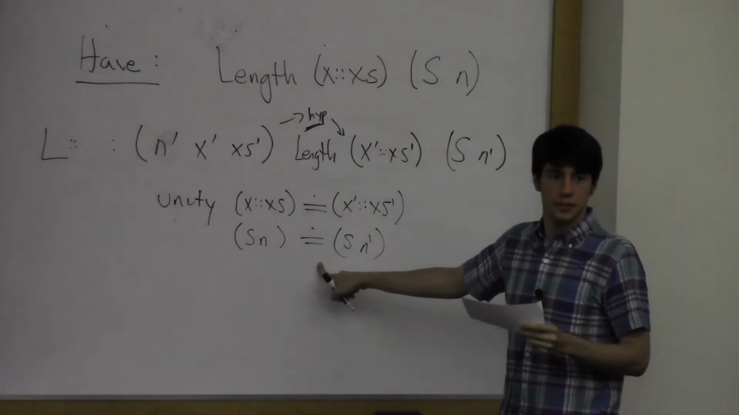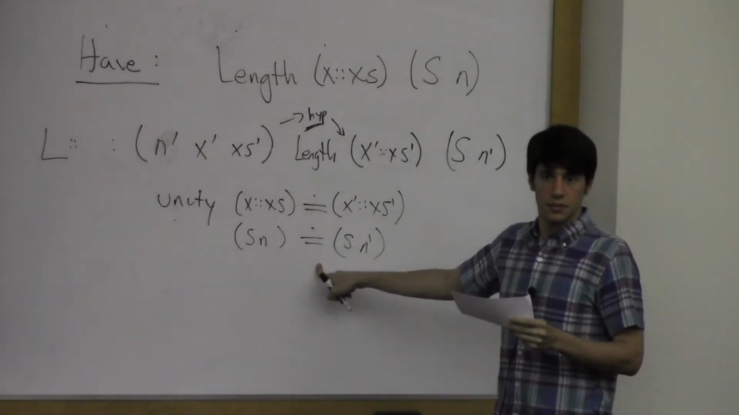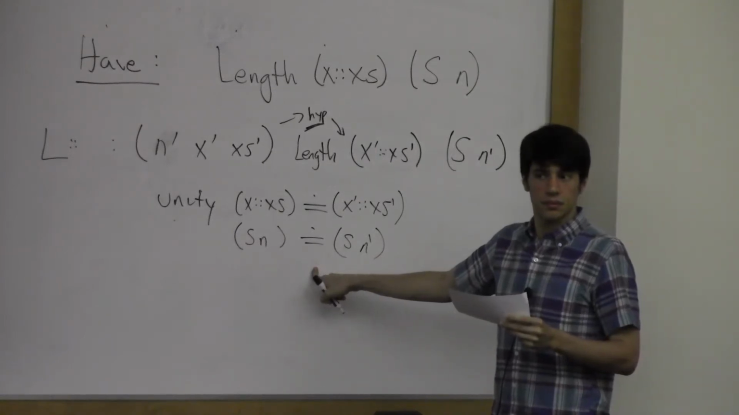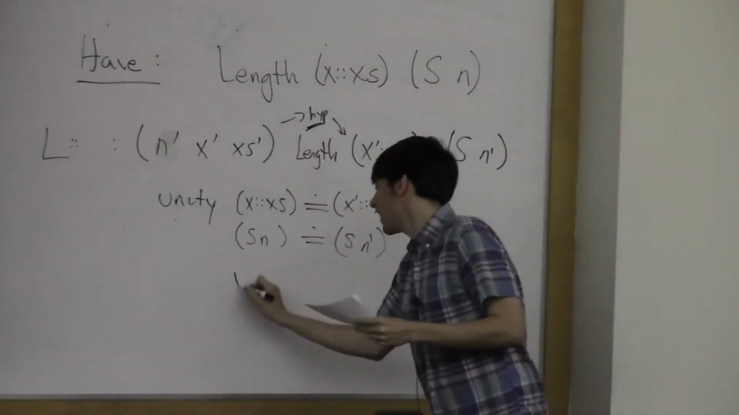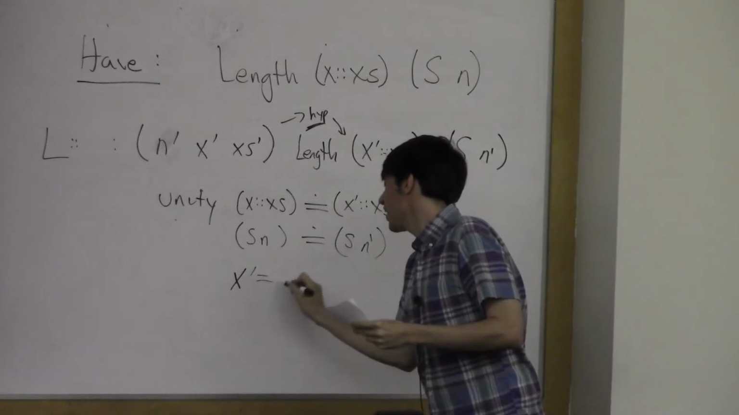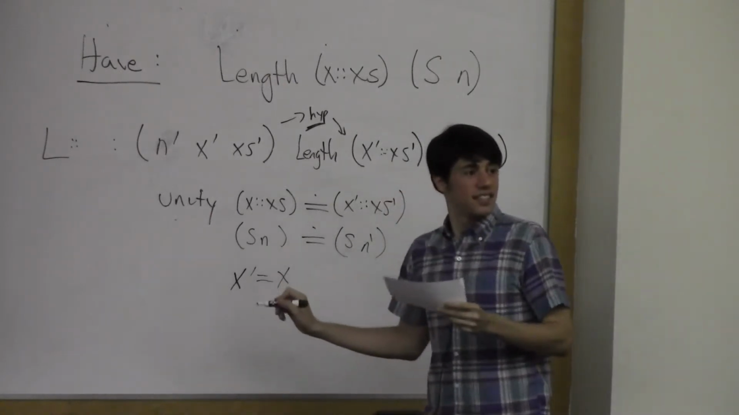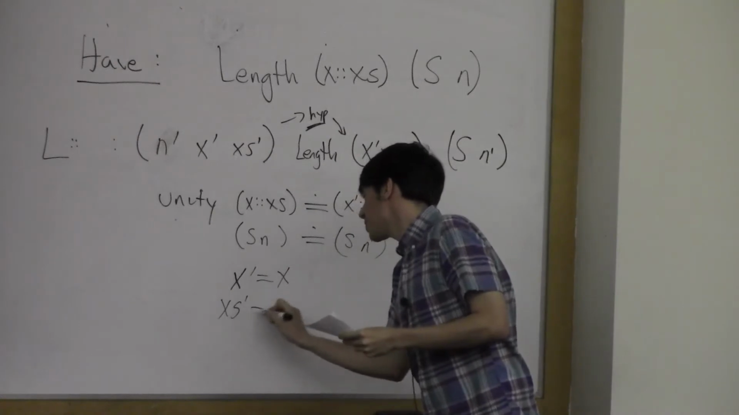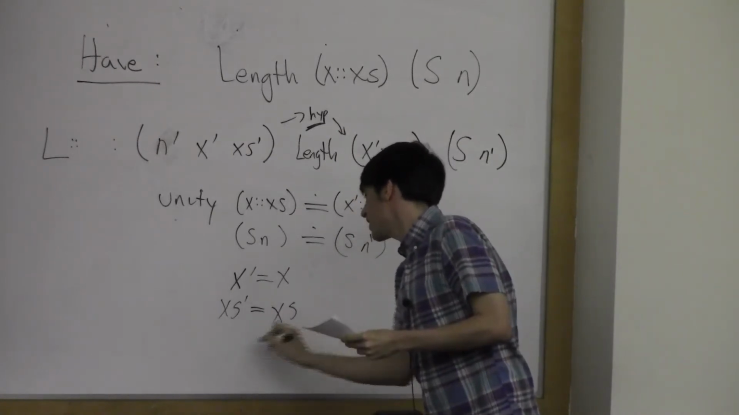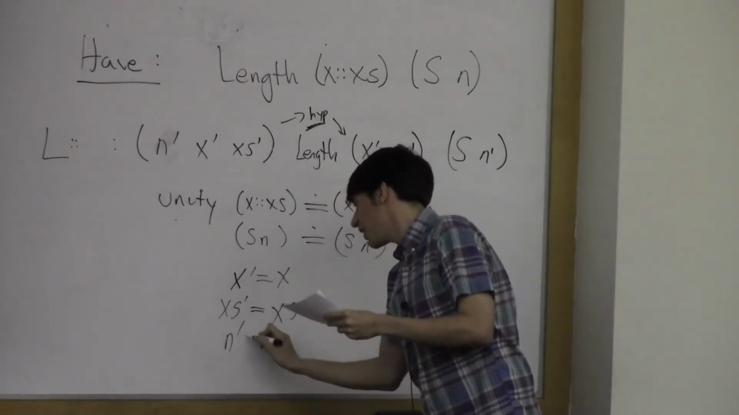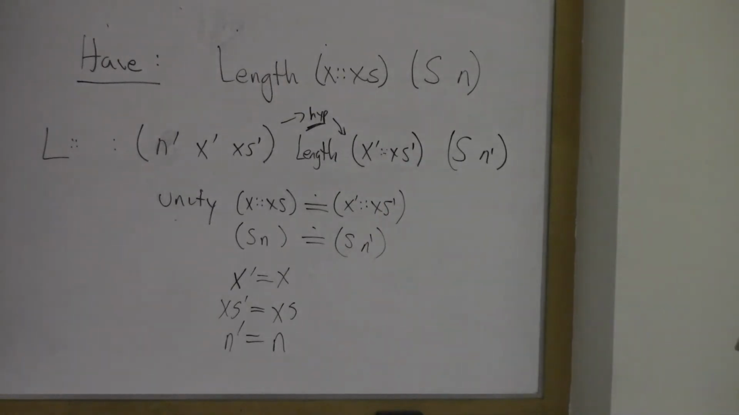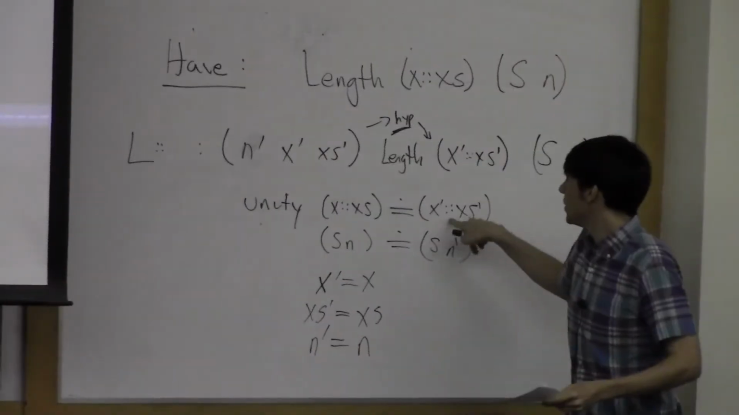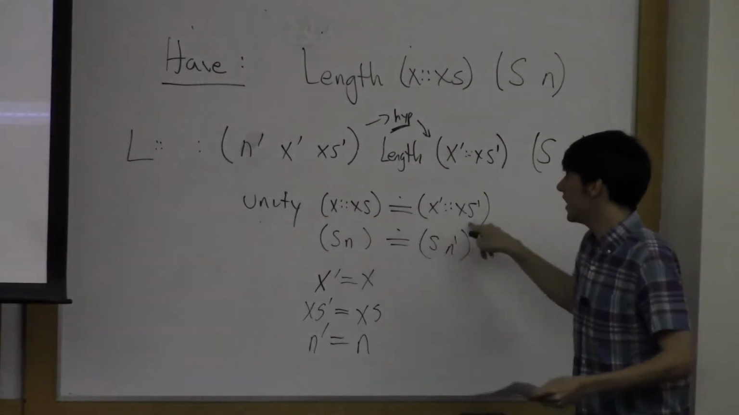Solve that problem. Someone? Okay. We can say that x prime equals x, x's prime equals x's, and n prime equals n. Okay? So if you want to make these two terms equal, then that matches that. So you say that that equals that, etc.